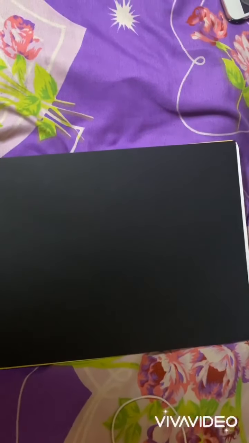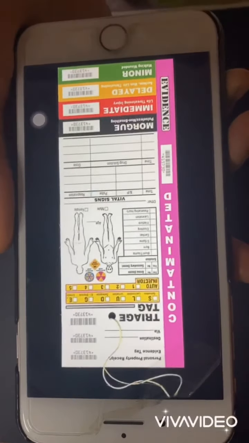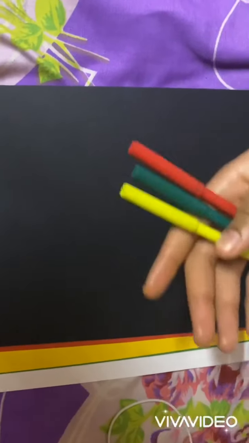Okay, hello. Today we are going to talk about sorting out patients using the triage tag. This is what a typical triage tag looks like, and it's usually held by the medical personnel. If you as a student are in a place where there's an accident and you want to help sort out patients using the triage tag, you can use papers, colored papers like I have here, or colored pens.